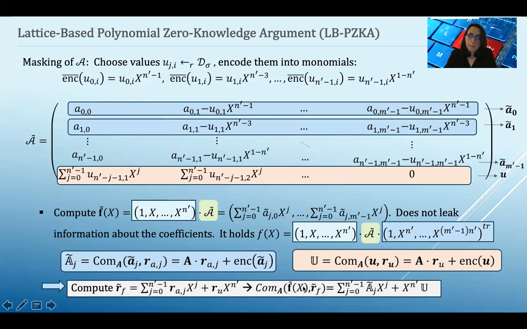And the secret is that polynomial vector. So this would be A times R tilde plus f tilde. And it can be proved that this is equivalent to the sum of the row commitments multiplied by the power of x, plus the last row commitment multiplied by x to the power of n prime.